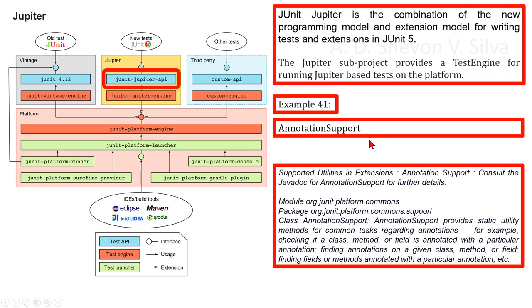The AnnotationSupport provides static utility methods for common tasks regarding annotations, for example checking if a class, method, or field is annotated with a particular annotation, finding annotations on a given class, method, or field, and finding fields or methods annotated with a particular annotation. So this is more related to the general platform.